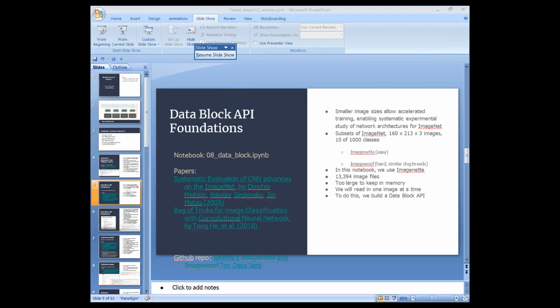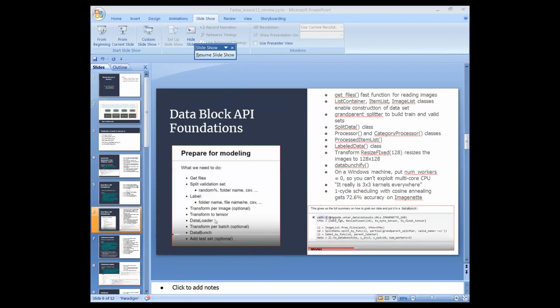So let's see. I'm just going to give the schematic. What it does is, the whole point of this data block API is to prepare your data, do all the pre-processing necessary before the modeling step. So Jeremy gives a high-level introduction to what he set out to do with this data block API. And he said you first need to get the files.